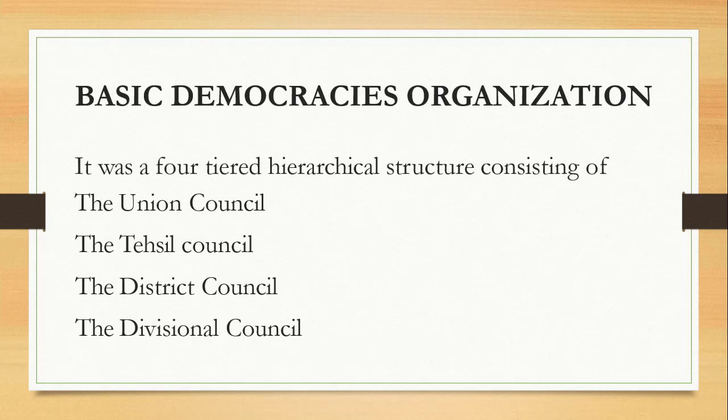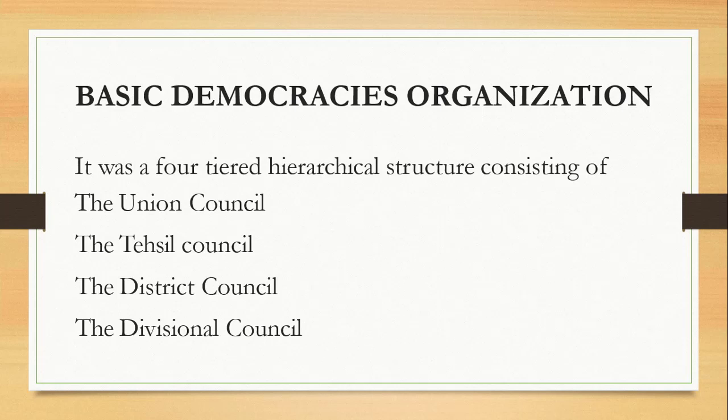The third one is the District Council. The most important tier was the District Council. The head of the council was the deputy commissioner of the district, and the vice chairman used to be selected from amongst the chairmen of the tehsil or union councils by the deputy commissioner. Dear students, this council consisted of official and non-official members, and the number of both was equal.